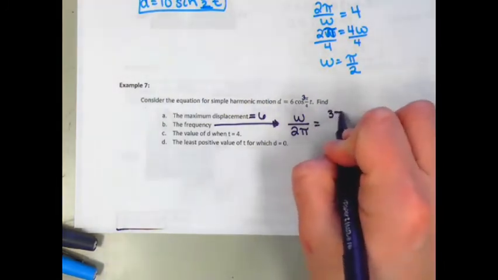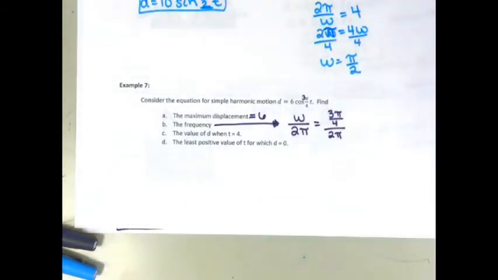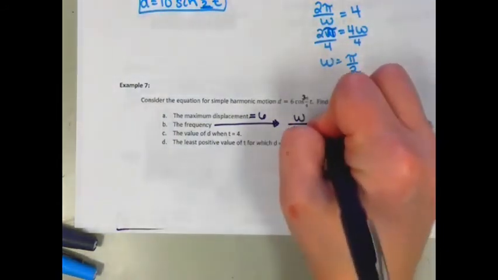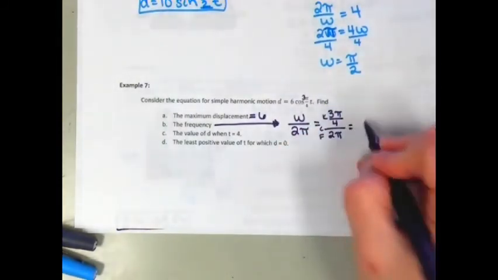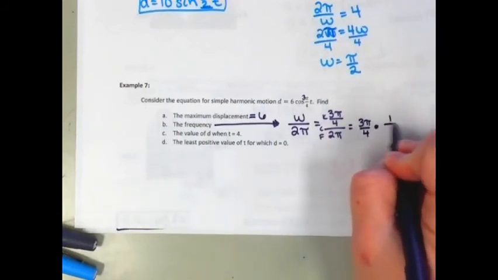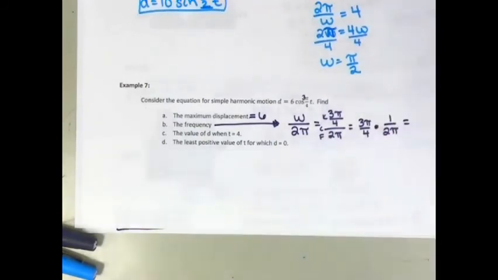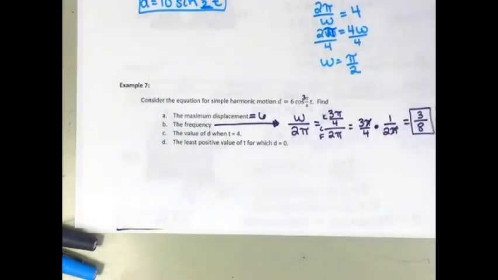3 pi over 4 divided by 2 pi. Well, do we know how to calculate that? Yes. Keep it, change it, flip it. We're just dividing, right? So isn't this the same thing as 3 pi over 4 times 1 over 2 pi? What happens to those pi's? They cancel. And what's 3/4 times 1/2? 3/8. So my frequency is 3/8.